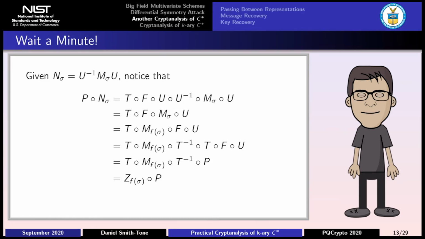But wait a minute. The linear combination of the full rank key looks like it has a special form. If we forget the projection for a second, we can see that the linear combination of the Cstar public key we recover is a conjugate of a multiplication map. Specifically, it is now conjugation by t instead of by U inverse, and then the multiplication is by f of sigma instead of by sigma.